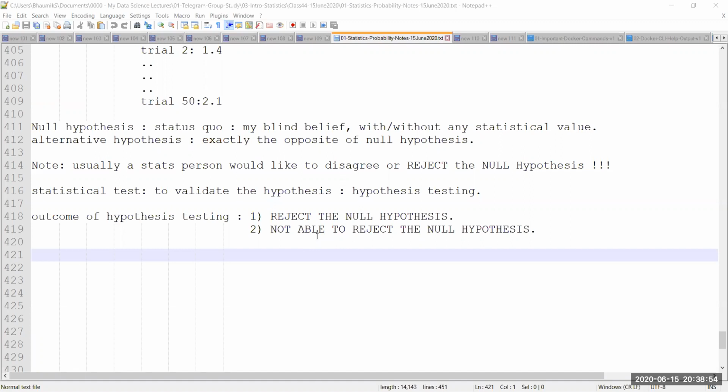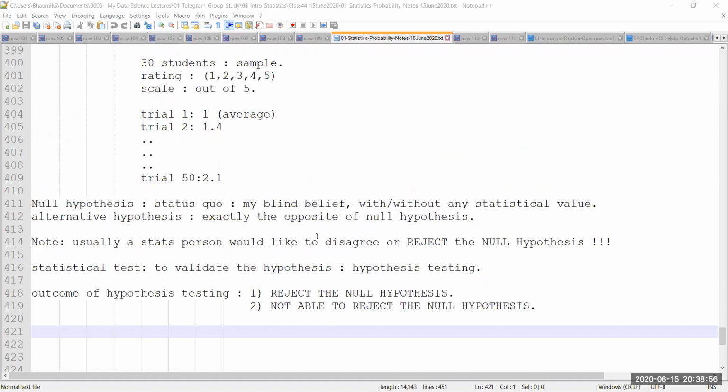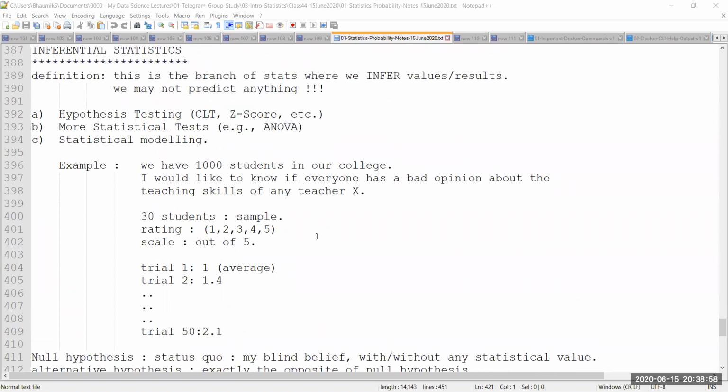So until the last meet we had, which was last week Friday, if I'm not wrong, we started looking into the basics of inferential statistics. So what we started with is that inferential statistics is nothing but a branch of stats where we are simply going to infer the values or the results. We may not be predicting anything exactly, right? This is what we have already formalized.